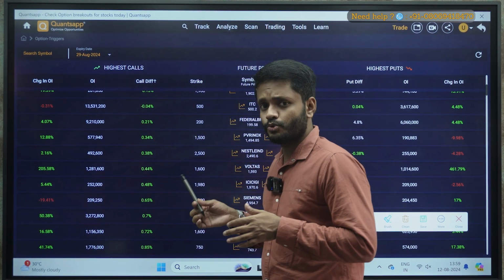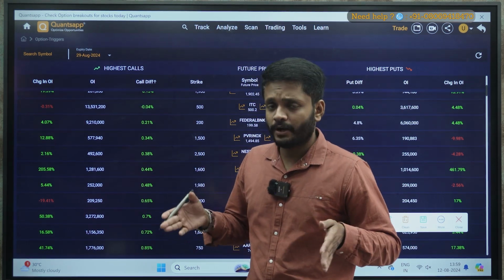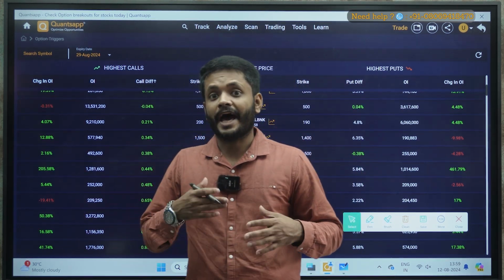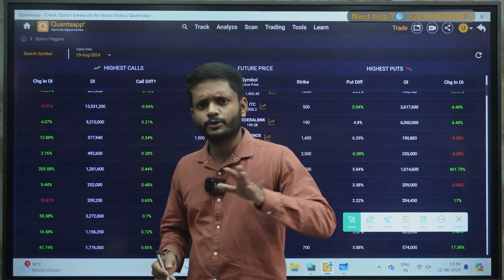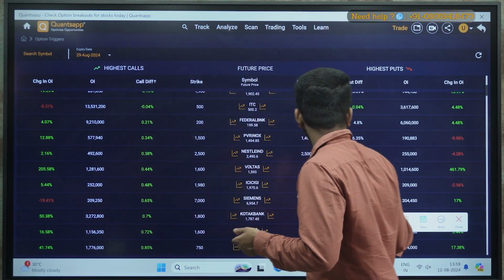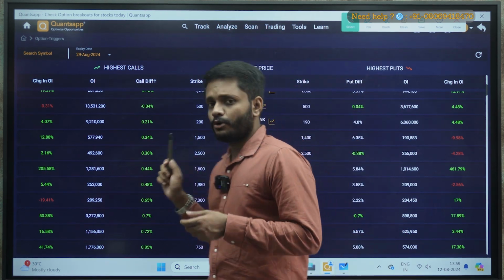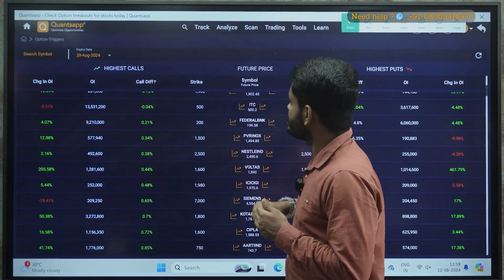But this is one such tool which will give you an automatic support and resistance. Along with it, it will show you unwinding. So you can easily check out all the 187 scripts. This will be very useful. Now let's go and check out one more tool for positional trading.